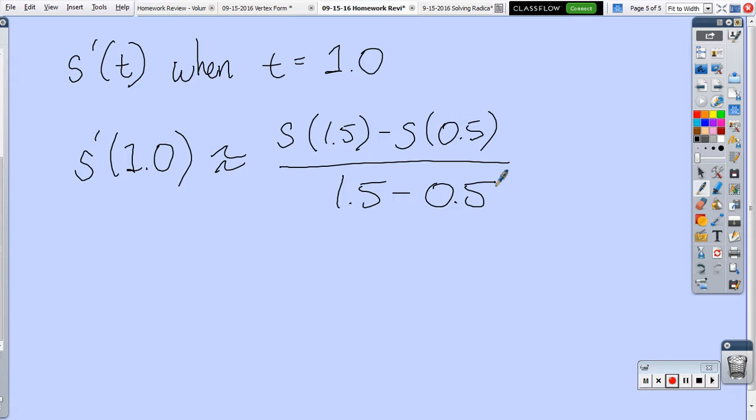So we're essentially using a secant line here. Absolutely. This is going to be the slope of the secant line from t equals 0.5 to t equals 1.5. So it's like an estimated derivative in a way. It is a way for us to estimate the velocity at 1 second. Yeah. Thanks.